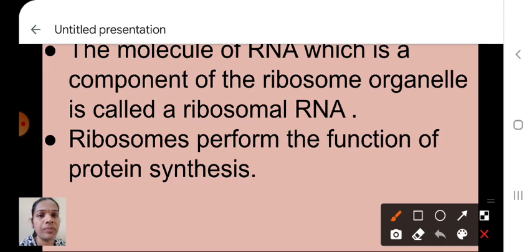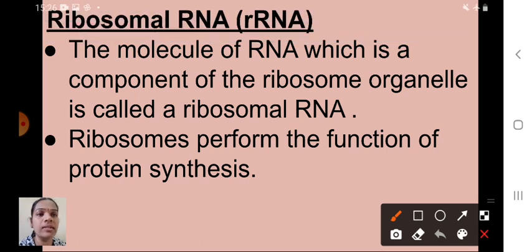ribosomal RNA. The molecule of RNA which is a component of the ribosome organelle, the ribosome organelle which is present inside the cell, is called ribosomal RNA. That's why this RNA is called what? Ribosomal RNA. Why? Because this molecule of RNA is a component of the ribosome organelle. That's why it is called ribosomal RNA, that means rRNA.